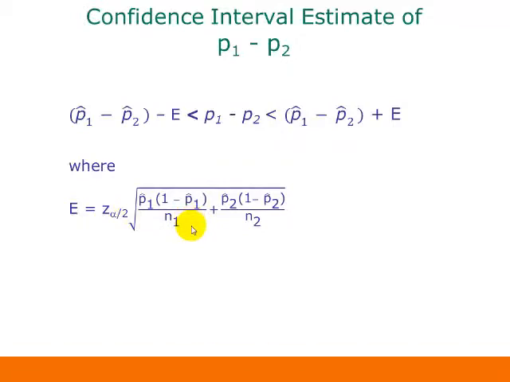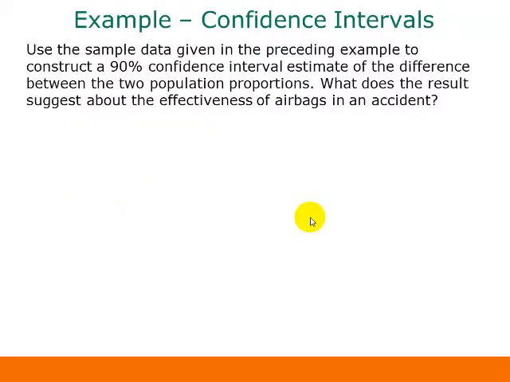And again, this is more complicated because it's involving two proportions, but we still have z of alpha over 2, and we have p1 hat, which is our first sample proportion, p2 hat is our second sample proportion, and the n1 and the n2 are our two sample sizes. So let's take the sample data that we had from the last example and use that to construct a 90% confidence interval estimate of the difference between the two population proportions. And then we'll look at what the result suggests about the effectiveness of airbags in an accident.